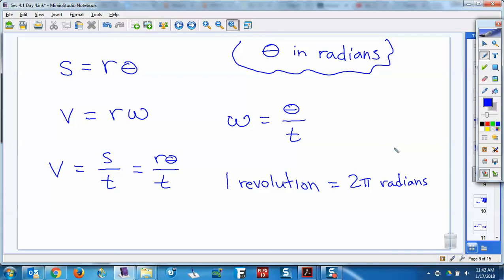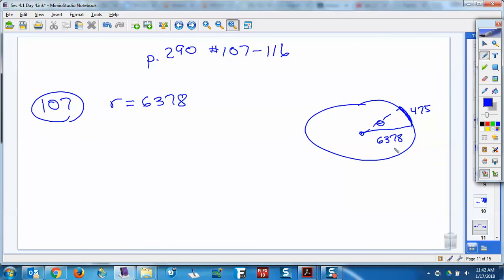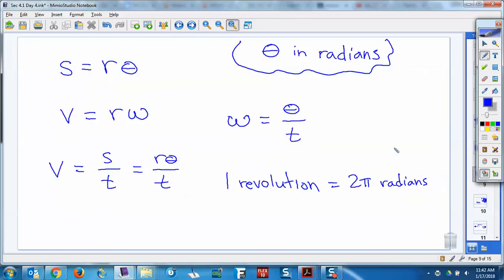What's that? The top one. Because look what I got. What's 475? S. And what's 6378? R. And we're looking for theta. So I got S and R, I need theta. So I'm going to use that formula right there.